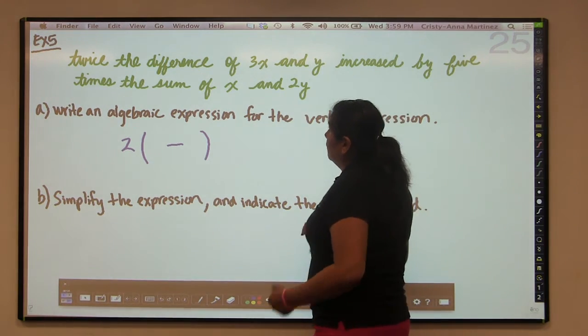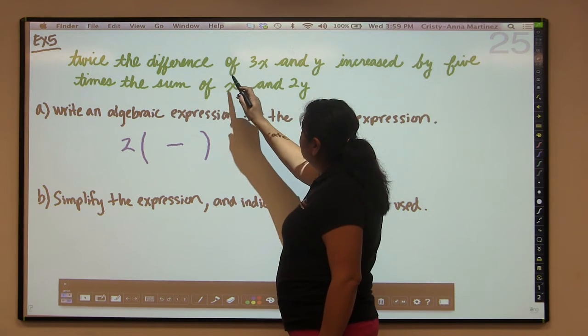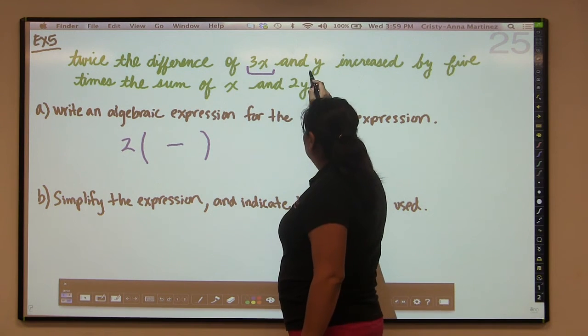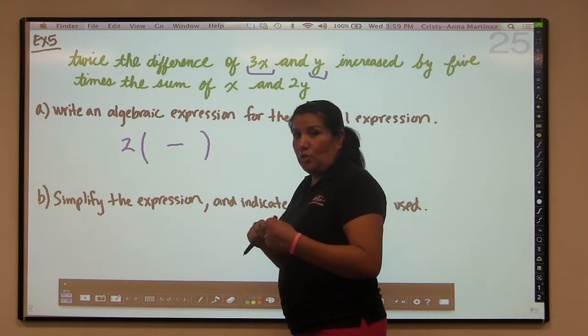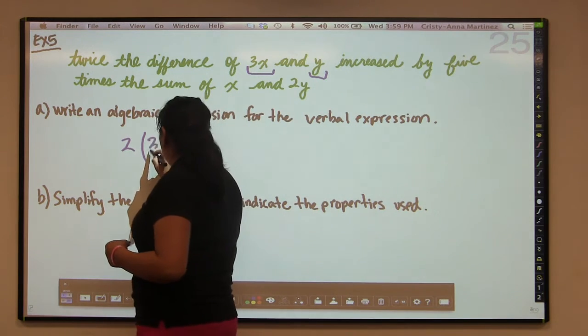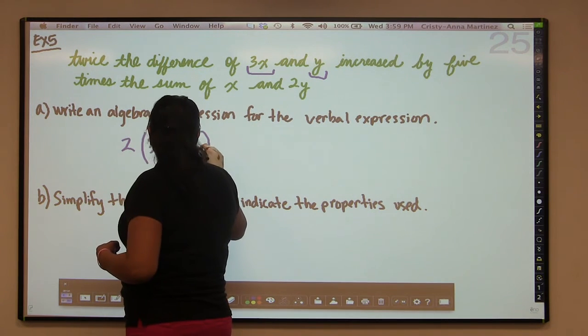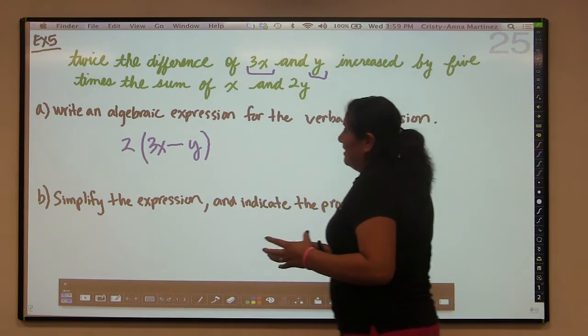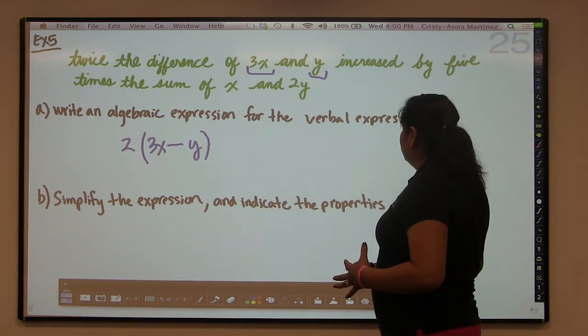So we're going to look for those two things, and it tells us right here, the difference of 3x and y. Those are the two things that are going to be subtracted from each other. So 3x and y. So that's how you would write that. Twice the difference of 3x and y.